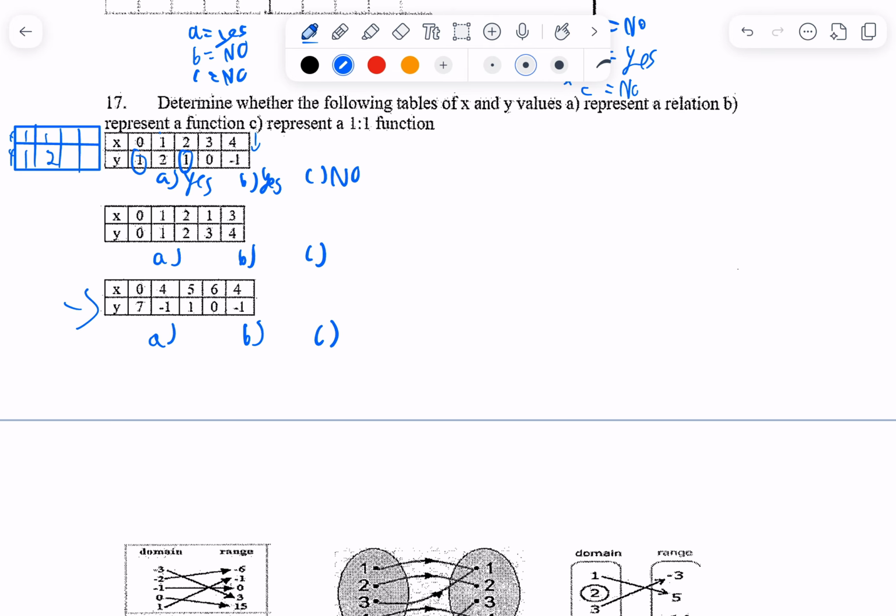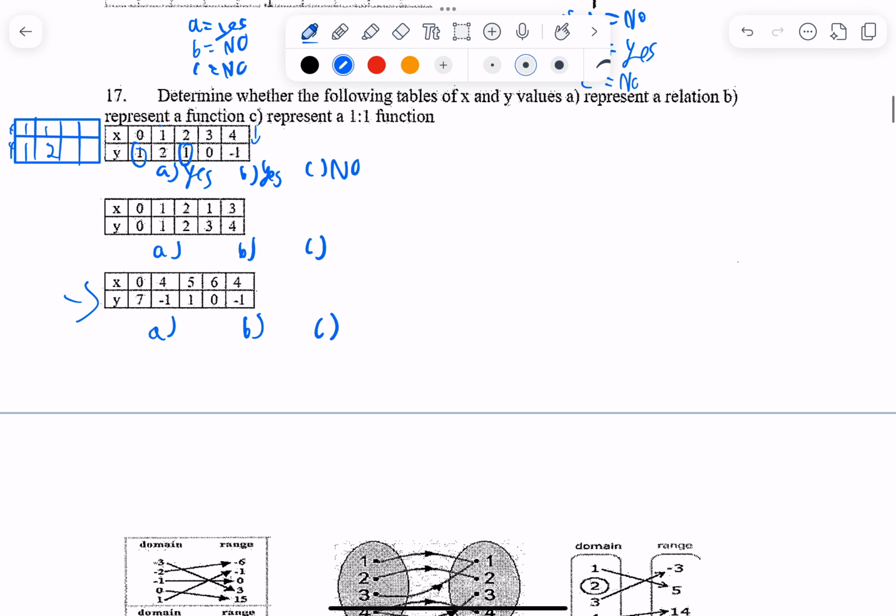So let's first see if it's a function. 0, 4, 5, 6, 4. 4 and 4 is negative 1 on each side, so it is a function. And then it's a relation. Alright, and then let's see here for a one-to-one function. 0, 4, 5, 6. See how it doesn't ever repeat itself? The y, it is a one-to-one function.